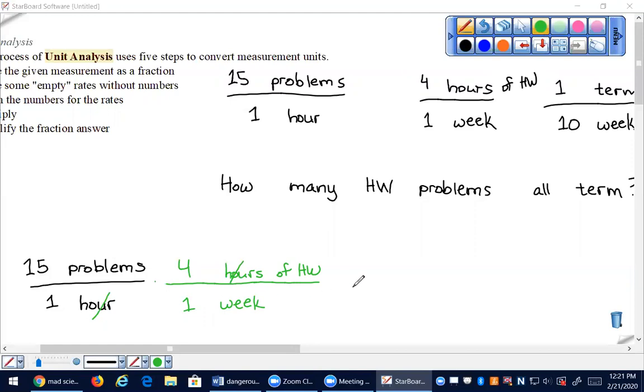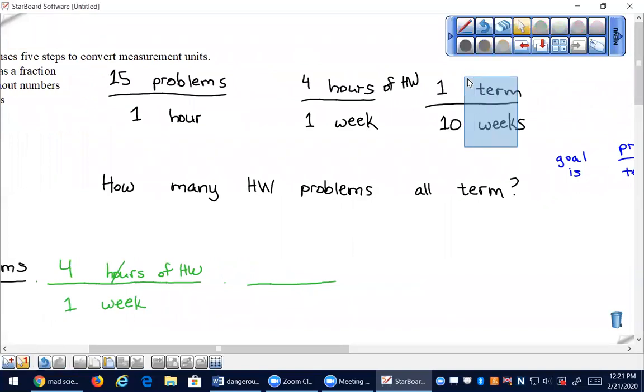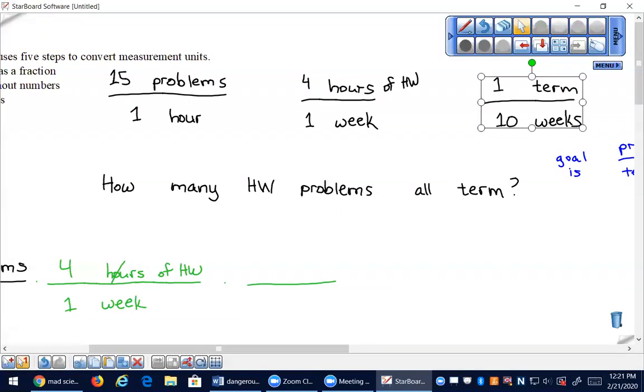I don't want problems per week. I want problems per term. So, weeks in a term. Yeah, so I need to say, let's get rid of week. Week is on the bottom. So put weeks on the top, so it'll cancel and term goes down there.